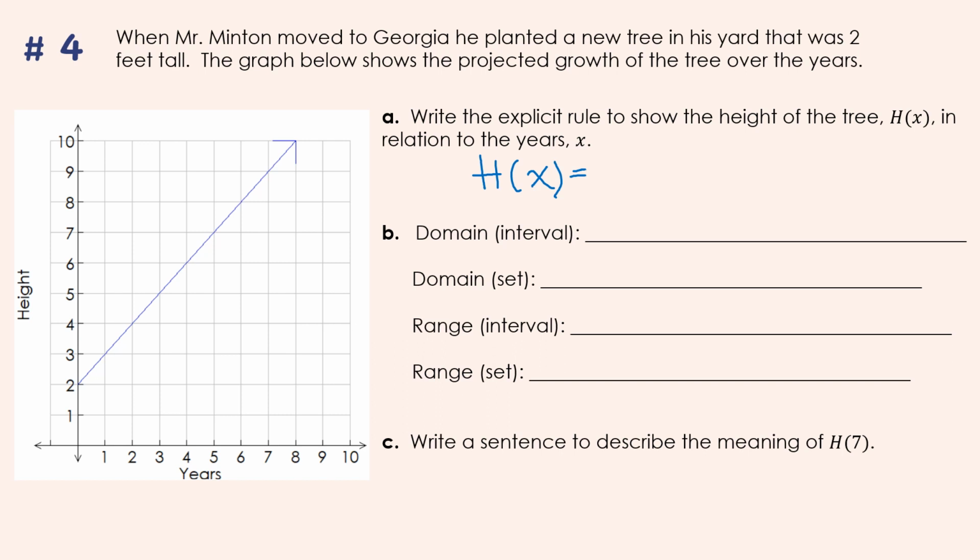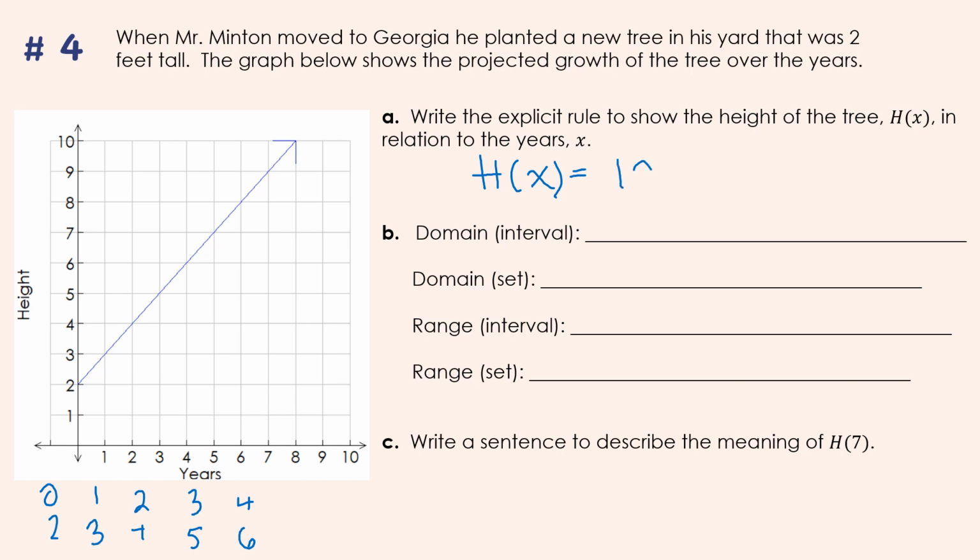You can do it just by looking at the graph, or if it's helpful to write out the values, you can. So we know at 0, it's 2 feet tall. After 1 year, it's 3 feet tall. After 2 years, it's 4 feet tall. After 3 years, it's 5 feet tall. 4 years, it is 6 feet tall. So hopefully this pattern's pretty clear to see. It is increasing by 1 foot every year. That means your common difference, or your slope, is 1.